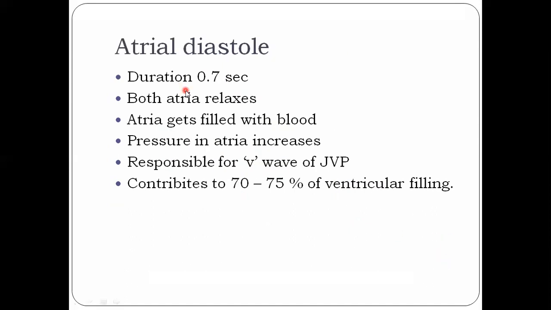Now let's see about the atrial diastole. The atrial diastole duration is around 0.7 second, right? What does diastole mean? It means relaxation, right? So both the atria are relaxed. What happens when the atria are relaxed? The atria get filled with blood. When the atria are getting filled with blood, the pressure in the atria increases. So what does that cause? It causes a V wave, which is also a positive wave of the JVP. During this atrial diastole, 70 to 75% of the ventricular filling takes place.